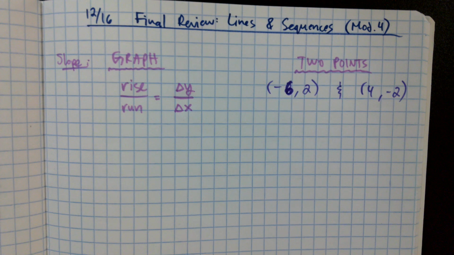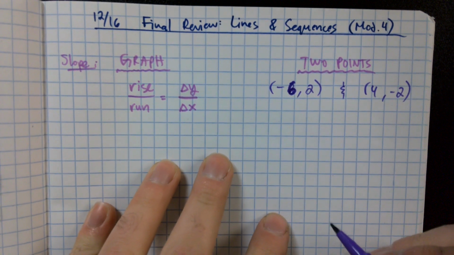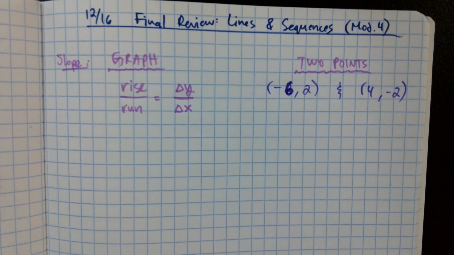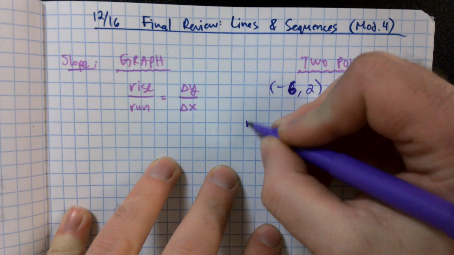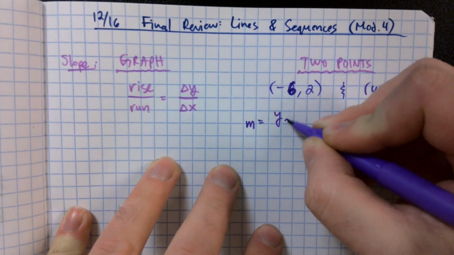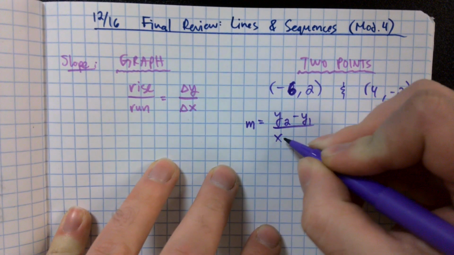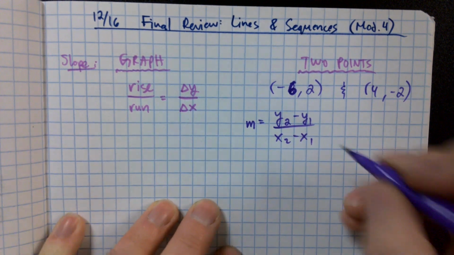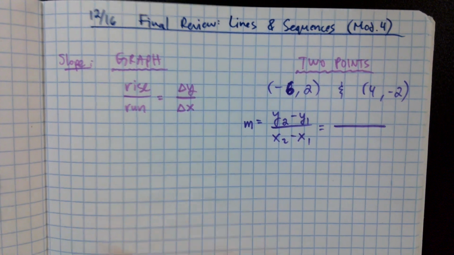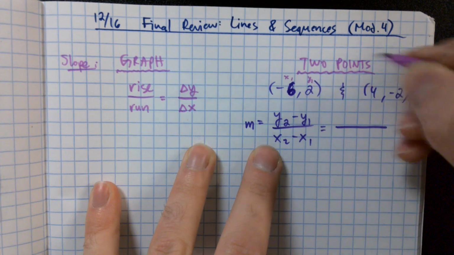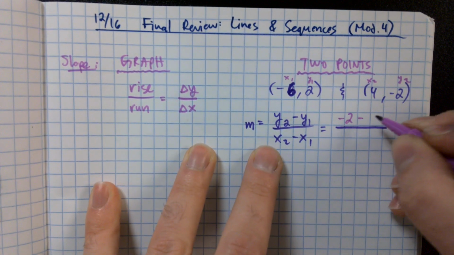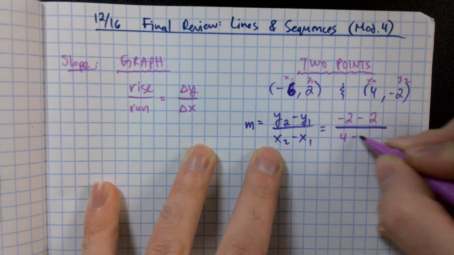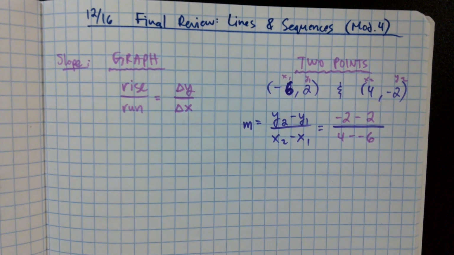What method might I want to use, Alex, to find the slope there? y2 minus y1 over x2 minus x1. Right, and what do we call that? Slope formula. Great job. y2 minus y1 over x2 minus x1. So we'll plug in. This is x1, y1, x2, y2. I'll plug in -2 minus 2 over 4 minus -6.